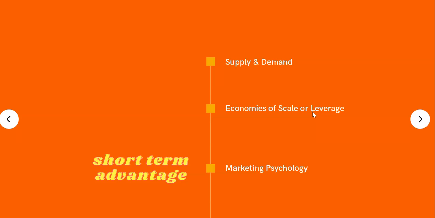The other key thing to keep in mind is that these principles, in general, exist on a time scale. So, for example, marketing psychology techniques tend to give you a short-term advantage. Psychology techniques are easy to mimic in the market, so competitors can start using them, and then when the market's oversaturated with those psychological techniques, they tend to become less effective.